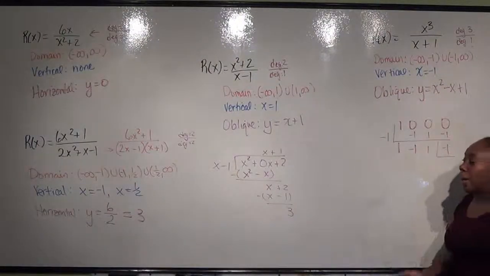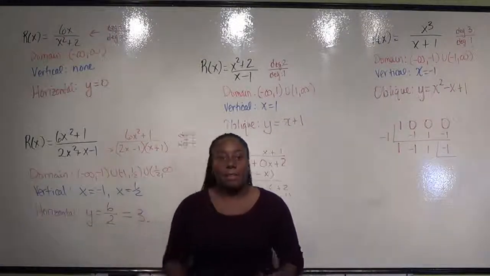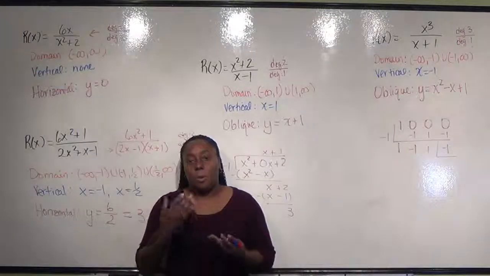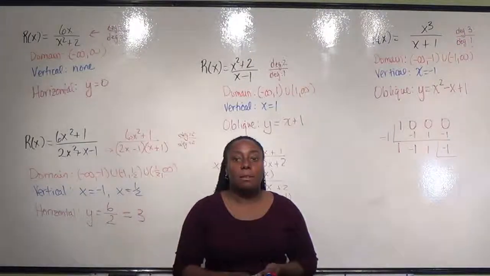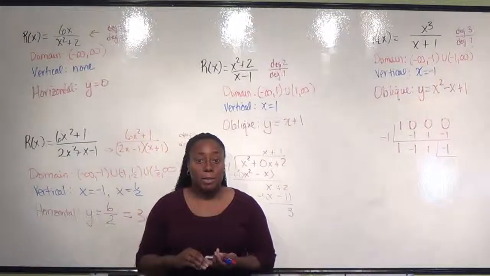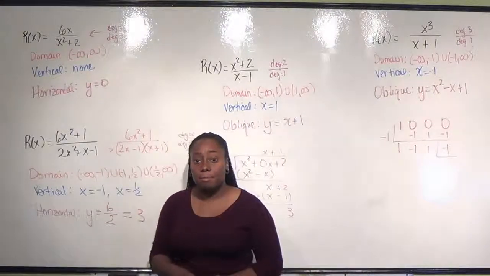Now, for your rational functions, all of the ones you're going to look at in these sections are going to have things similar to this. So I'm going to start by finding the domain, find the vertical and the horizontal or oblique asymptotes. Then we can use that information to get the graphs.